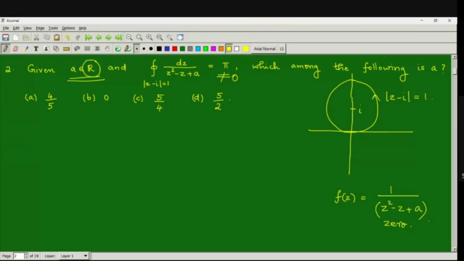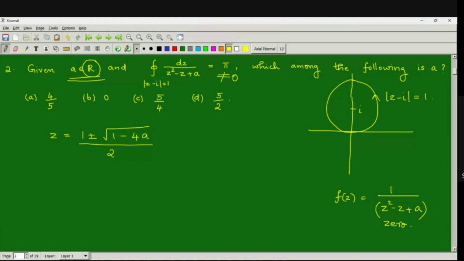Come on, what is the denominator? A quadratic function. Yeah, of course, it's a quadratic function. So we know how to find the zeros of a quadratic polynomial, right? The zero will be minus b plus or minus root of b square minus 4ac, divided by 2a. Okay, so the roots depend on a.